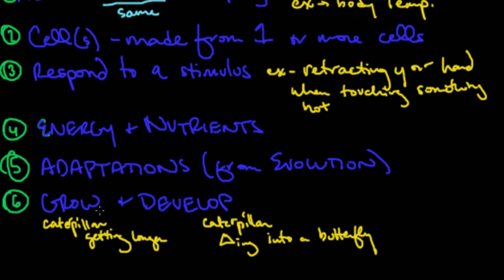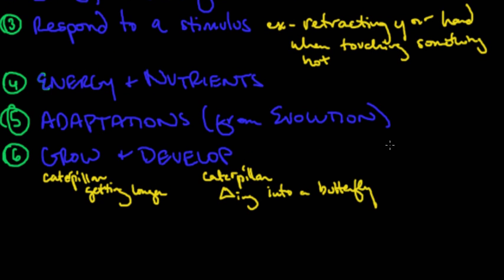As a baby, you get bigger, but that baby will turn into a toddler. That toddler, that's development. The toddler will turn into an older child, and then into a teenager. So there's a key distinction between growing and developing.